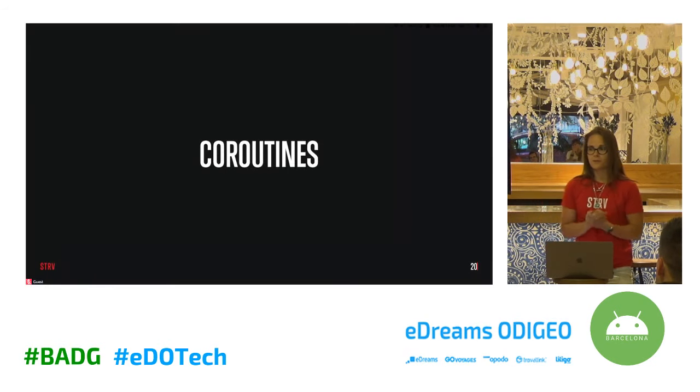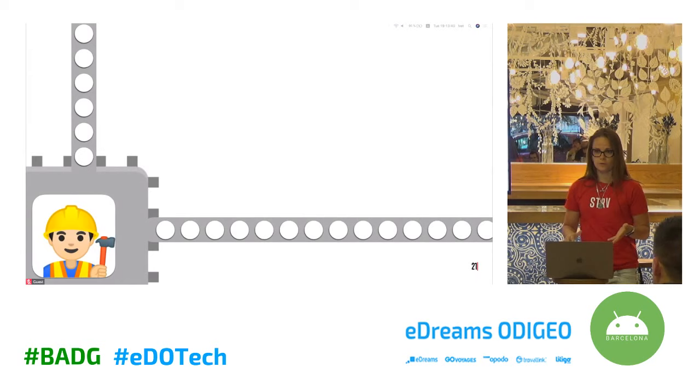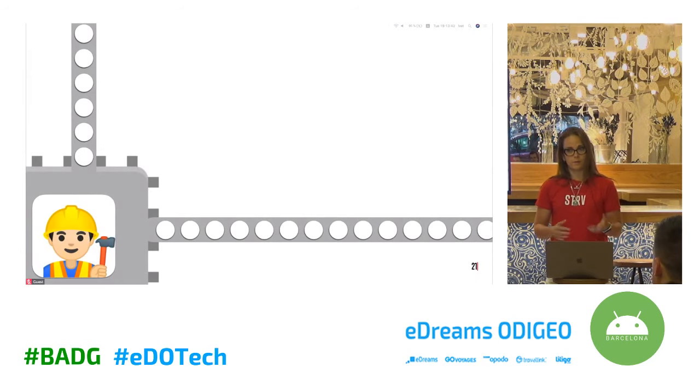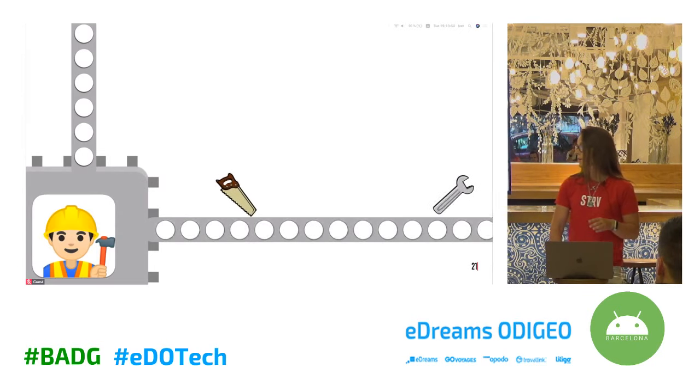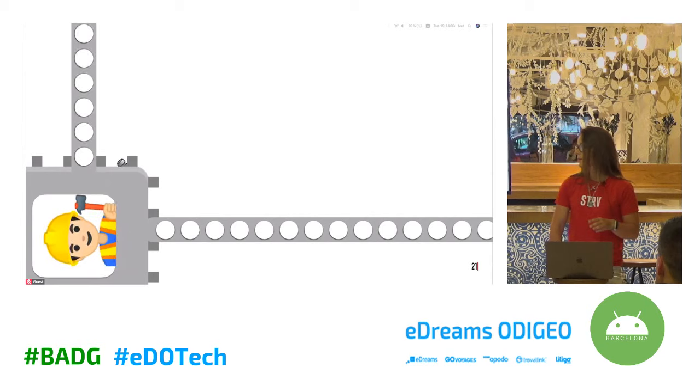And speaking about concurrency, we are now ready to start talking about coroutines. Conceptually, coroutines work like threads executing tasks concurrently. But unlike threads, coroutines are not bound to any particular thread. A coroutine can start executing on one thread, then suspend its execution and resume on another thread.